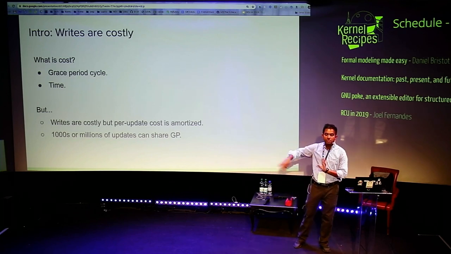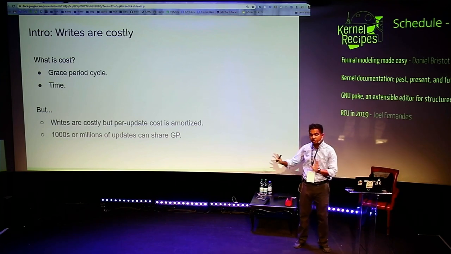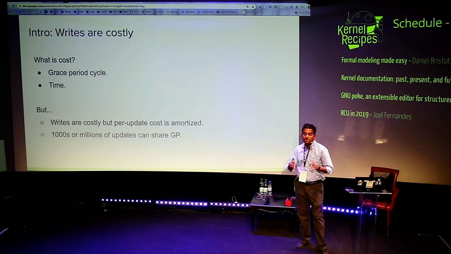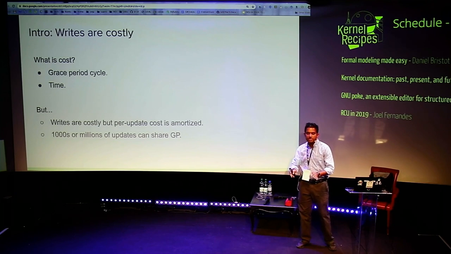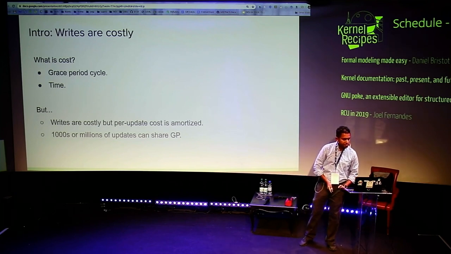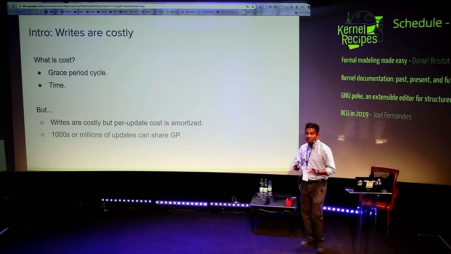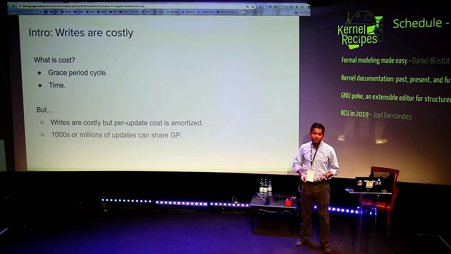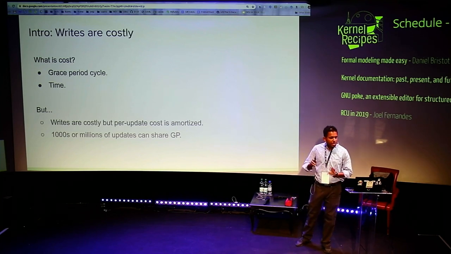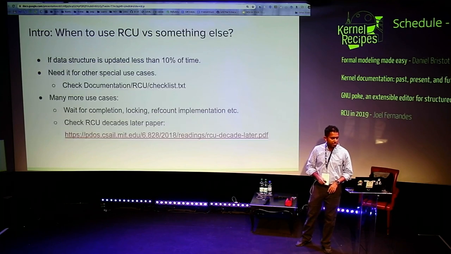So you divide the cost by the total number of writers that are sharing a grace period. This is also why grace periods are intentionally not short. We want them to be a little long so that we can share multiple writers within that same grace period, and the cost of that grace period would be divided by those writers. You can even have thousands or even millions of writers sharing a grace period. So the writes are costly, but it's not that bad.